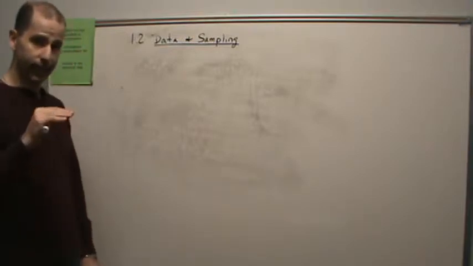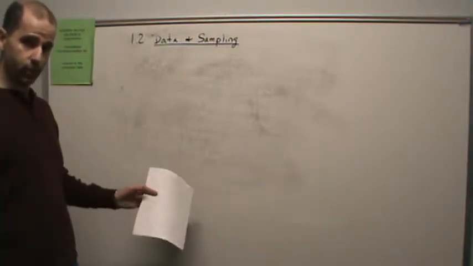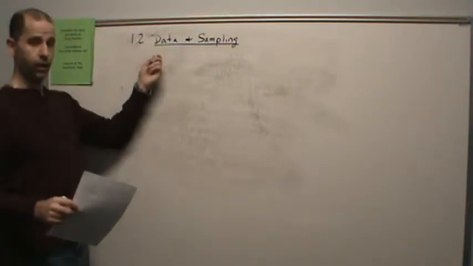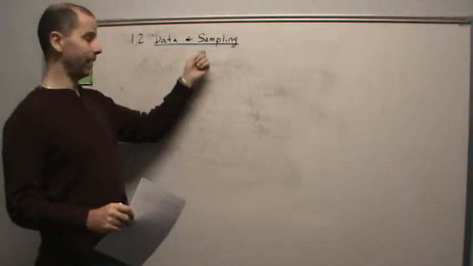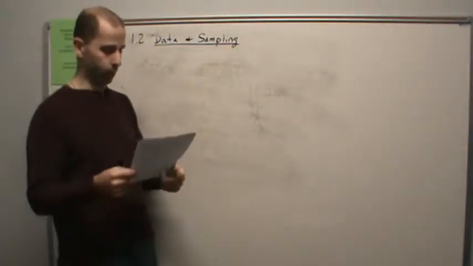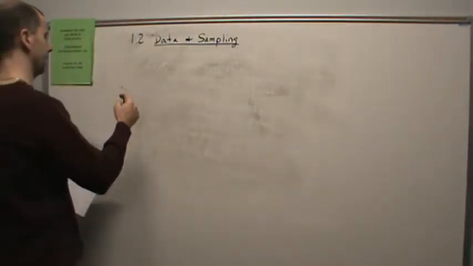That's the way the chapter's going to go: we start with the basics, we start with vocabulary, and we get a little bit more detailed. Now we're going to talk about data more specifically, and then about how we get the data, the different sampling, how we get the sample that we talked about before. So let's start with data.